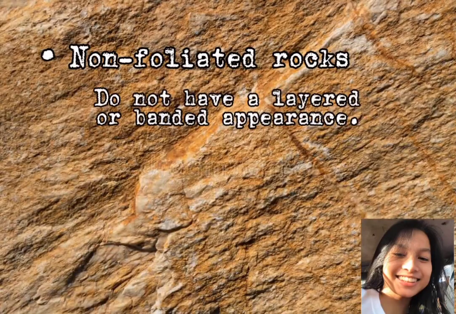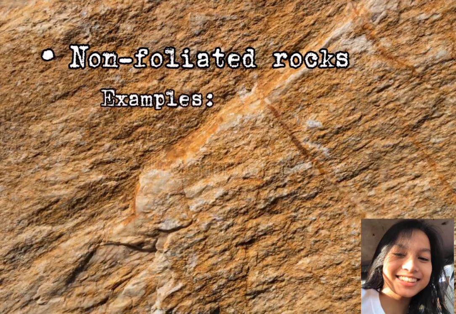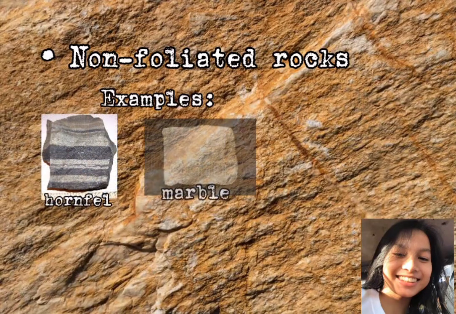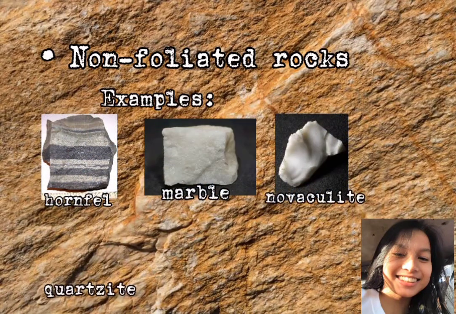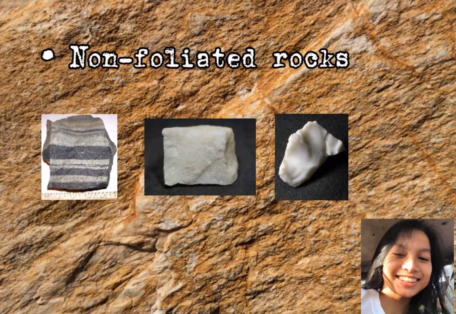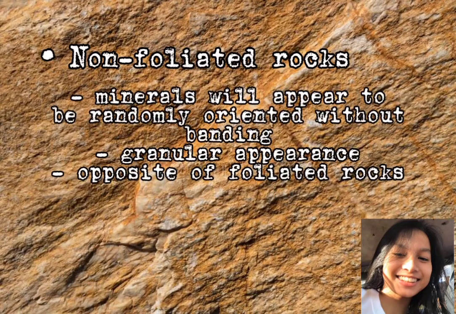Non-foliated metamorphic rocks do not have a layered or banded appearance. Examples of non-foliated rocks include hornfels, marble, novaculite, quartzite, and skarn. Both foliated and non-foliated rocks begin their lives as either sedimentary, igneous, or another metamorphic rock. Due to geological changes, a metamorphic rock of the foliated or non-foliated type will be created.